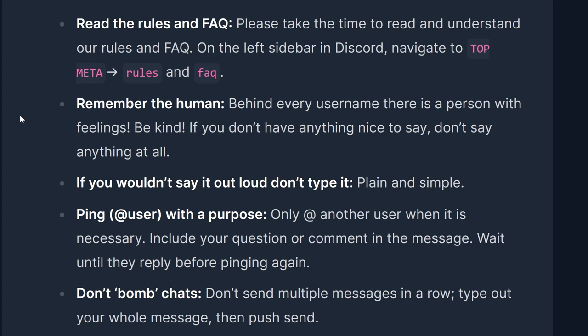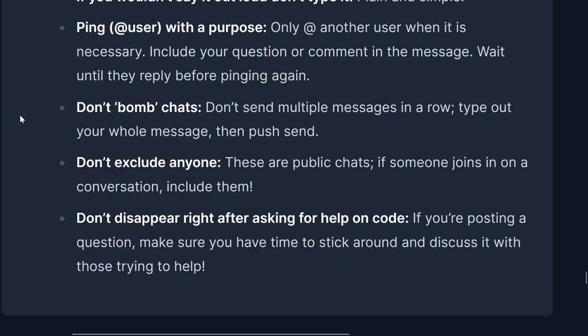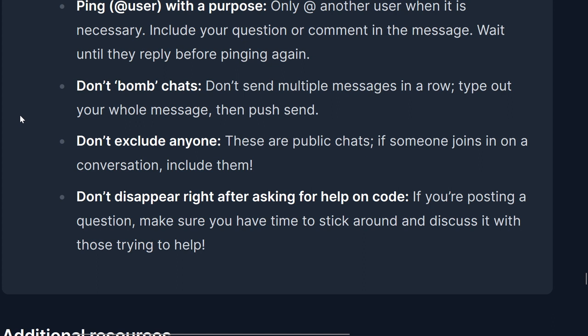Ping usernames with a purpose. Only tag another user when it is necessary. Include your question or comment in the message. Wait until they reply before pinging again. Don't bomb chats. Don't send multiple messages in a row. Type out your whole message, then push send. Don't exclude anyone. These are public chats. If someone joins in on a conversation, include them. Don't disappear right after asking for help on code. If you are posting a question, make sure you have time to stick around and discuss it with those trying to help. And there are additional resources.